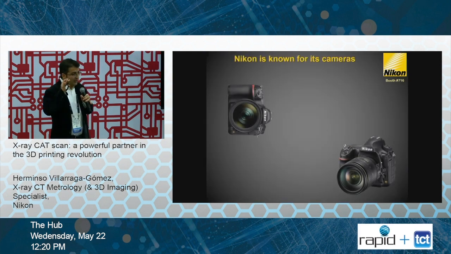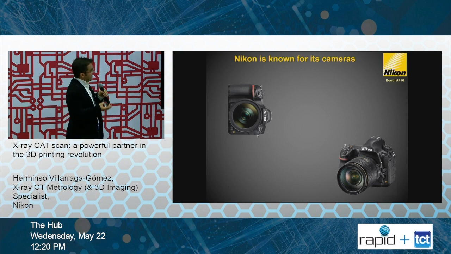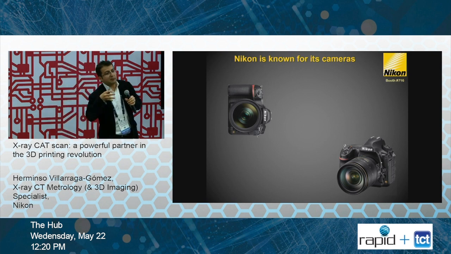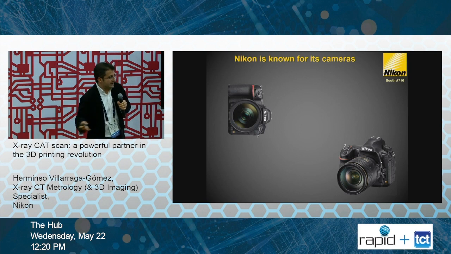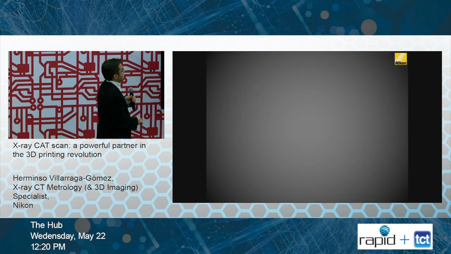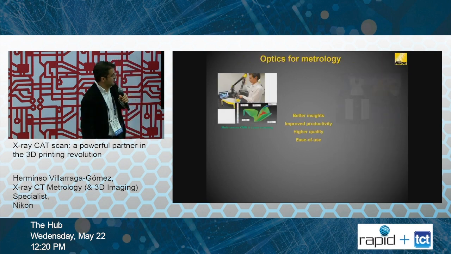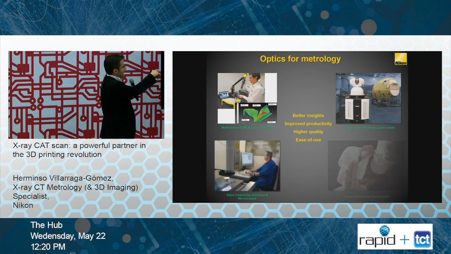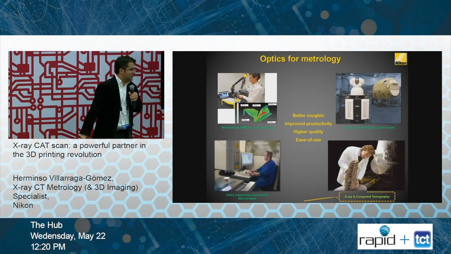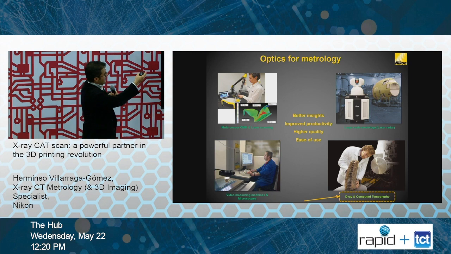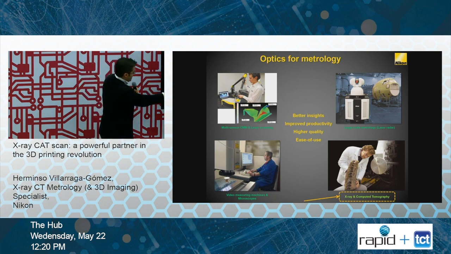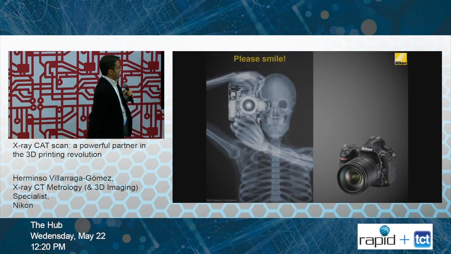And again, I have to clarify that we are in this business because when people hear about Nikon, they generally think about cameras. We are a company that is very known for cameras. But we do optics for metrology, too. We do laser scanning, multi-sensors for CMM, laser radar, video measuring microscopes, and X-ray CT, which is the topic of my presentation today.